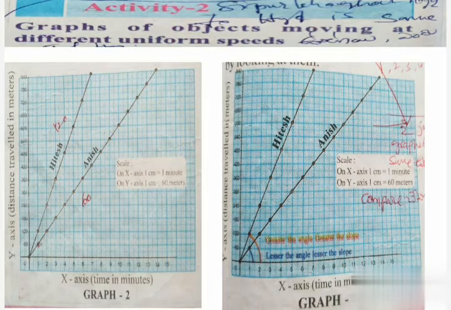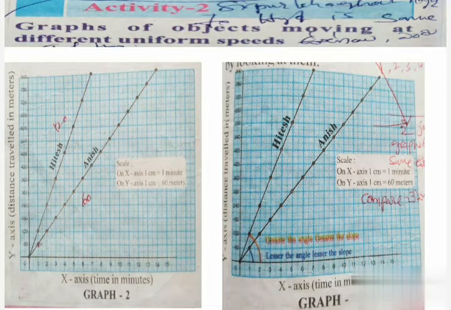Here one graph is there, no? This graph is showing the motions of Hitesh and Anish. Can you tell who ran faster just by looking at the graph? Yes, by seeing the graph we can say who ran faster. Hitesh ran faster.